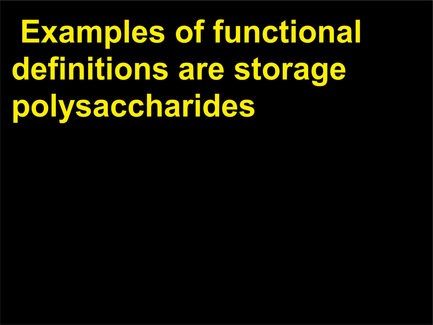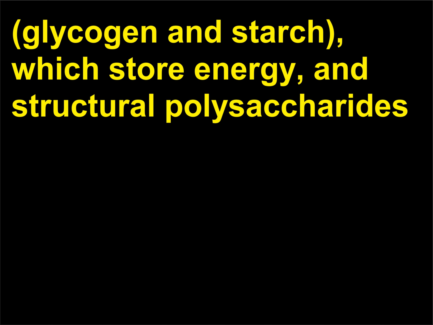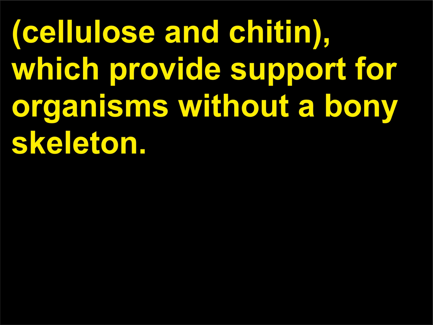Examples of functional definitions are storage polysaccharides, glycogen and starch, which store energy, and structural polysaccharides, cellulose and chitin, which provide support for organisms without a bony skeleton.